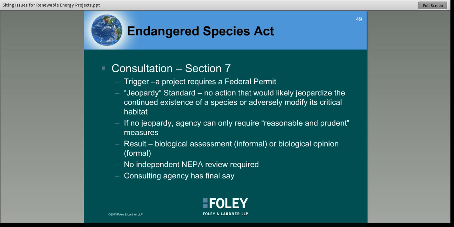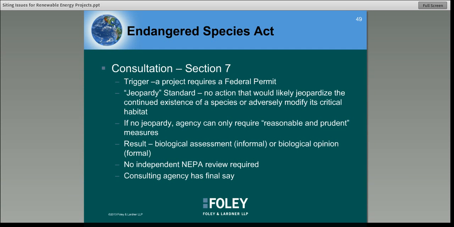If adverse effects will not jeopardize the species, but may have adverse effects on that species, then the ultimate biological opinion that is issued by the Fish and Wildlife Service may have an incidental take statement. An incidental take statement would allow the taking of a species so long as it was within certain parameters that would be set forth in the take statement.